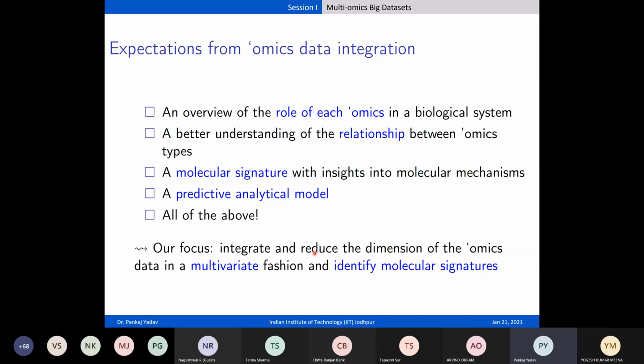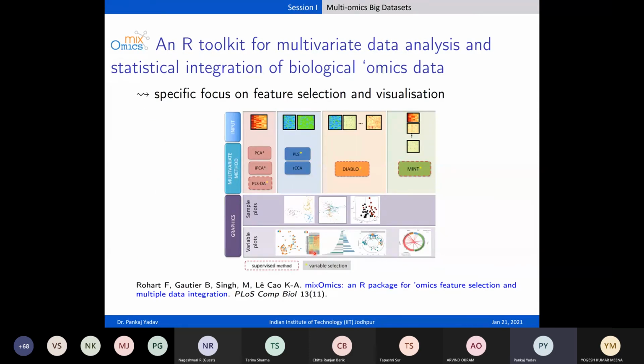Okay, so I will skip this. It just says what we expect from this kind of integration. What I want to show you is this, for those who are familiar with R programming, they can have a look. This is an R package called mixOmics. This R toolkit is for multivariate data analysis and statistical integration of biological omics data. It specifically focuses on feature selection and visualization.